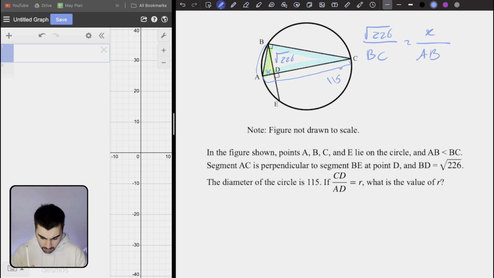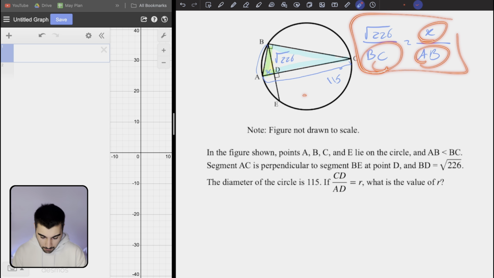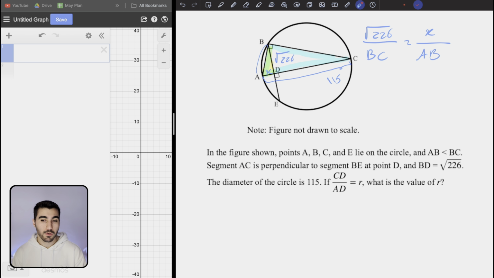Okay, now what we have is a proportion, but we have three variables, this, and this. What we can do, we have to write another equation, okay? So we have to write other equations to make up to this. So we know that AB here and BC here. So I know AB square plus BC square is equal to 115 square using the Pythagorean theorem. So we can also write that.